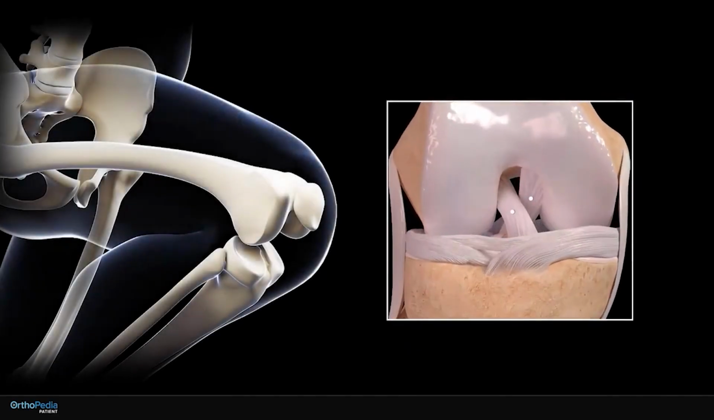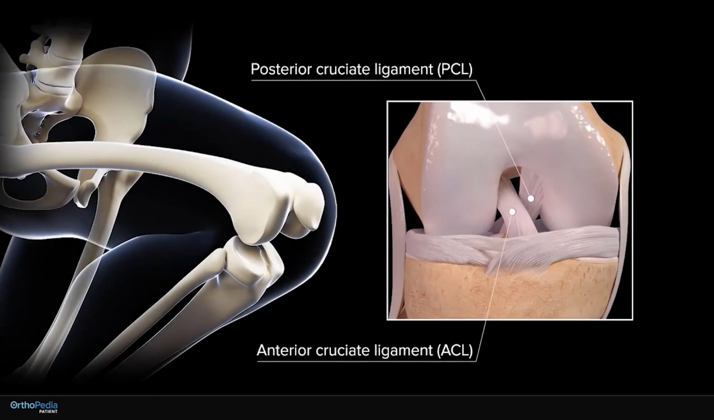activities. The ACL has a partner ligament right next to it called the posterior cruciate ligament, or PCL. Together, these two main stabilizing ligaments of the knee help limit excessive forward and backward movement and twisting movement, while still allowing the knee to bend and straighten.